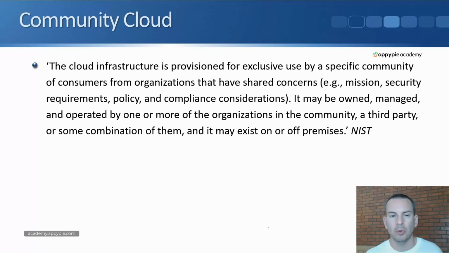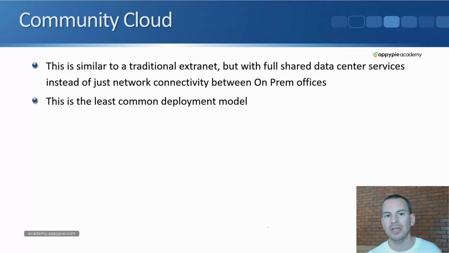The next deployment model is community cloud. NIST define this. The cloud infrastructure is provisioned for exclusive use by a specific community of consumers from organizations that have shared concerns. For example, mission, security requirements, policy, and compliance considerations. It may be owned, managed, and operated by one or more of the organizations in the community, a third party, or some combination of them, and it may exist on or off premises. So community cloud is similar to a traditional extranet.